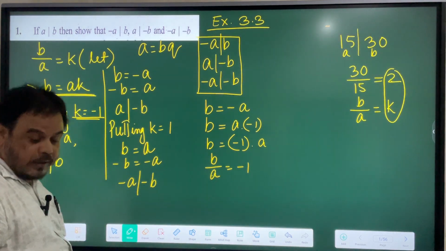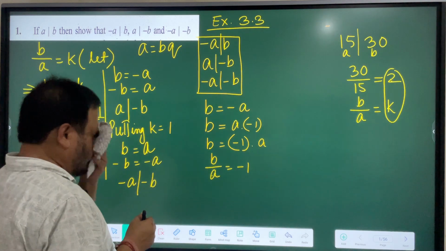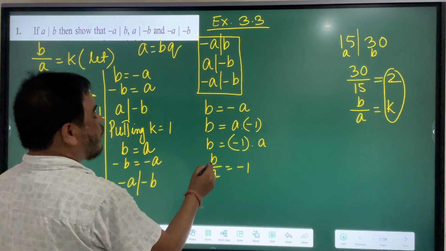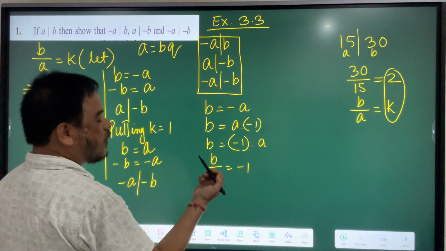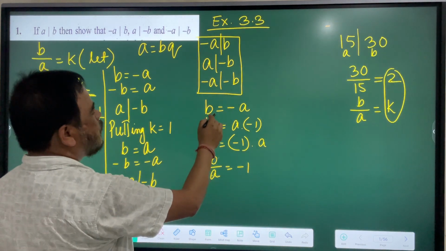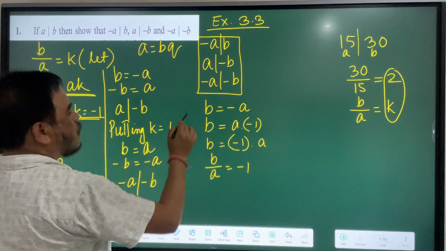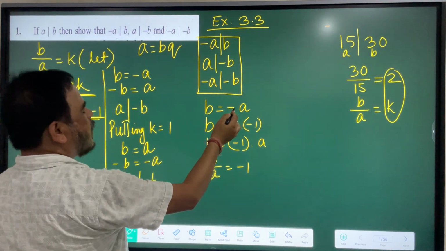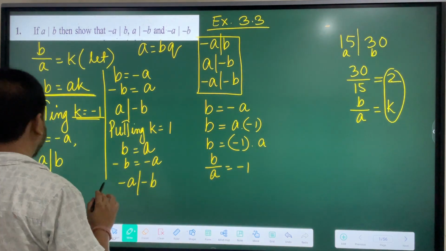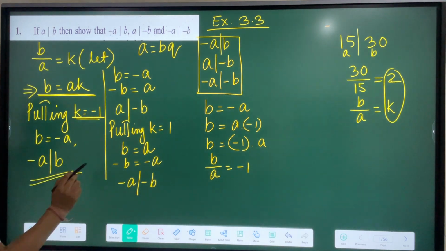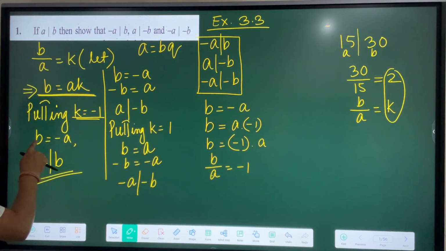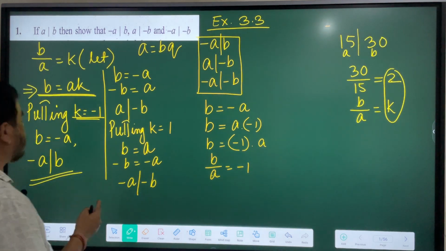Or we can think this way also: if A divides B, we get something that is an integer, any integer. So B equals minus A means that minus A divides B. So minus A divides B. We can write this one this way.